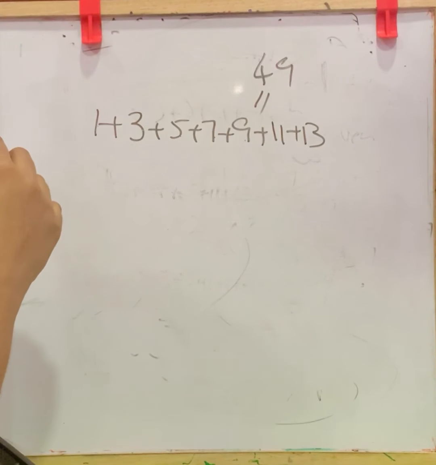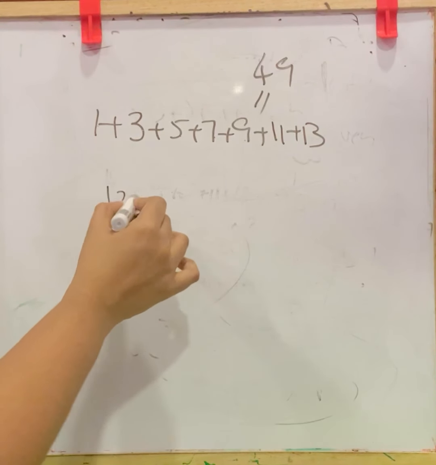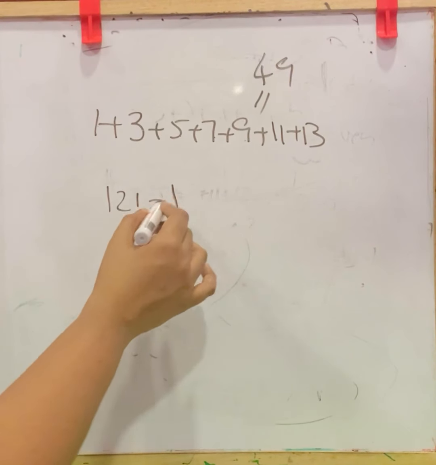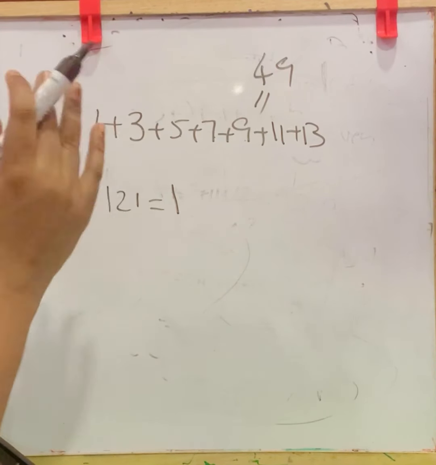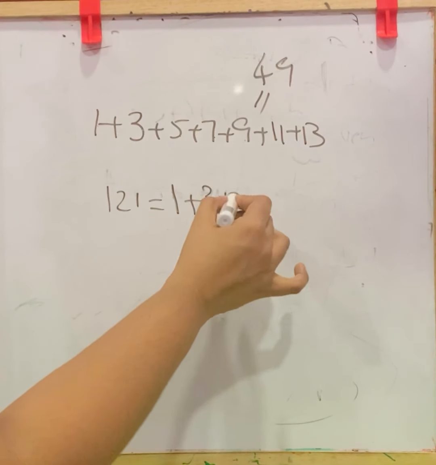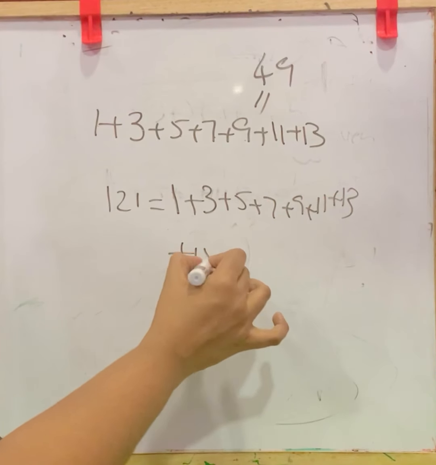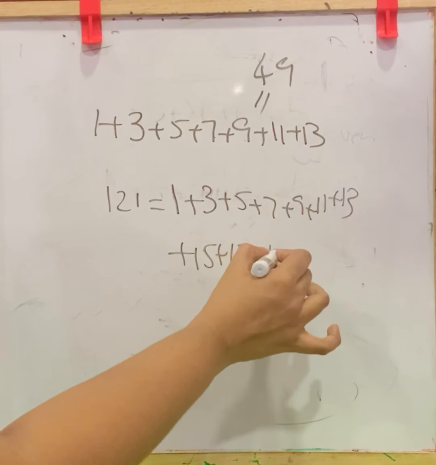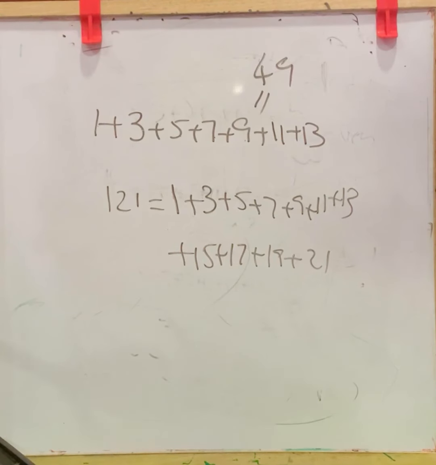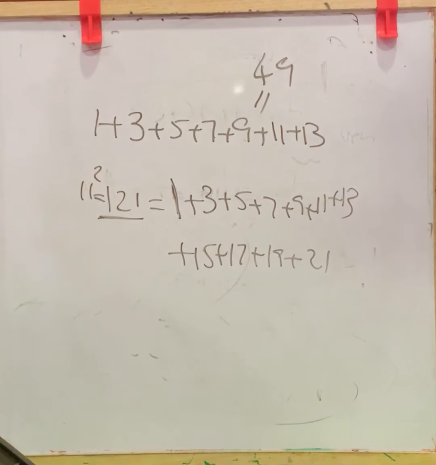Next one, express 121 as the sum of 11 odd numbers. How will you write 121? Sum of 11 odd numbers means starting from 1. Always be sure it is starting with 1. Then the next consecutive numbers: 1 plus 3 plus 5 plus 7 plus 9 plus 11 plus 13 plus 15 plus 17 plus 19 plus 21. This is the sum of 11 consecutive odd numbers starting from 1. The result is 11 square, that is 121.